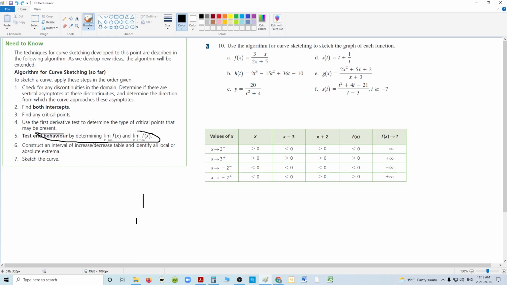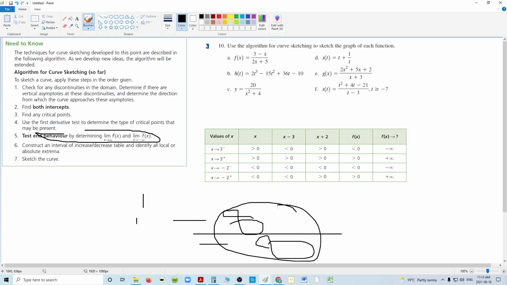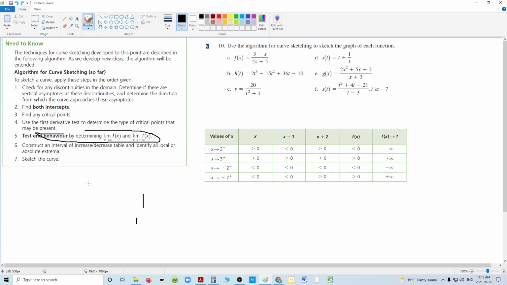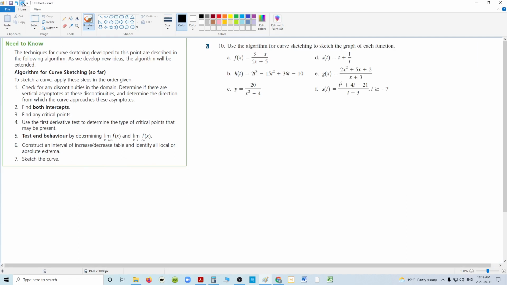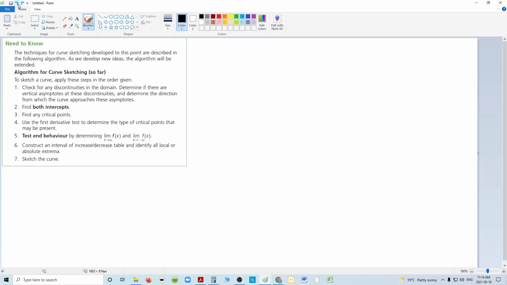Test the end behavior, so put like a million in for x and a negative million in for x to see what it comes out with, and there's another technique to use for that. Construct an interval of increase or decrease table, and that's what this is. Now I actually prefer, and it looks like I got the copy down incorrect. Let's see if it comes back. No, it doesn't.